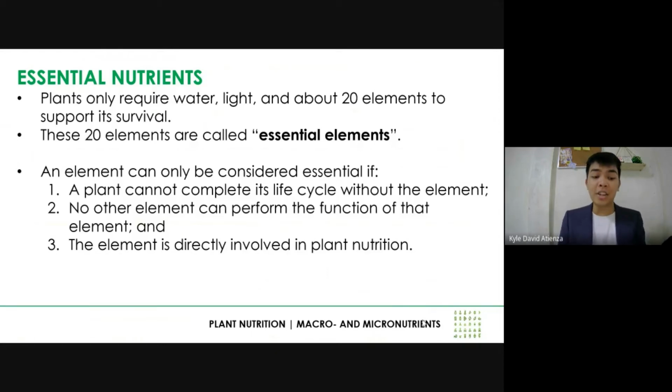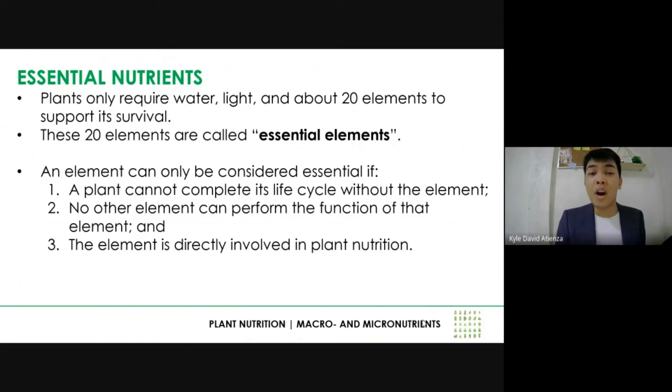Also, plants cannot use an element that is not in the proper form, even if it is present in high concentrations in the soil. So, for example, we have the nitrogen. The nitrogen cannot simply be absorbed by the roots of the plants. If you can still remember in our biogeochemical cycle, we have the nitrogen cycle, wherein the nitrogen from the atmosphere has to undergo fixation in order for the plant to use it in its metabolism.